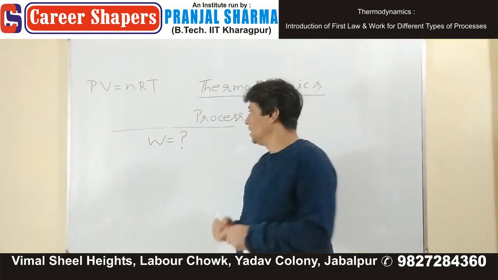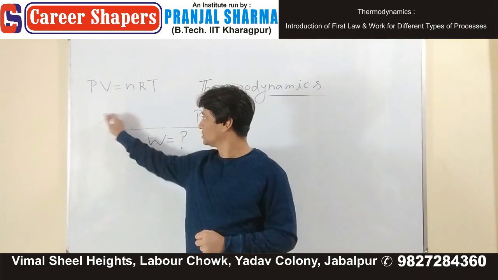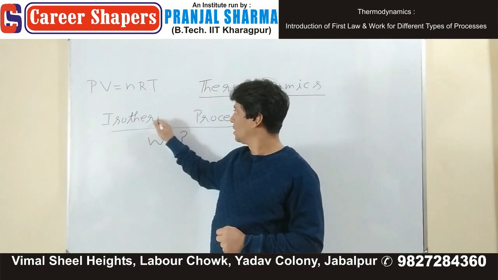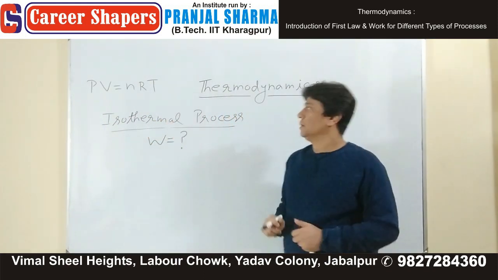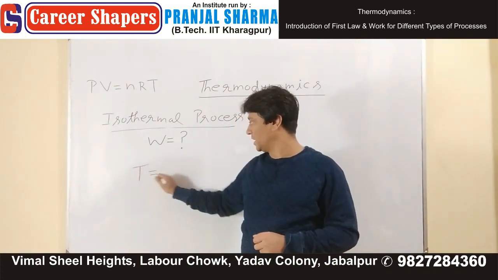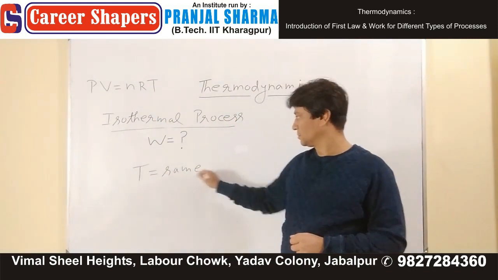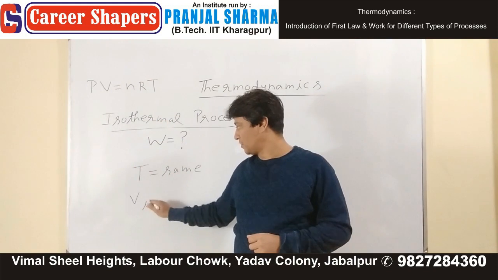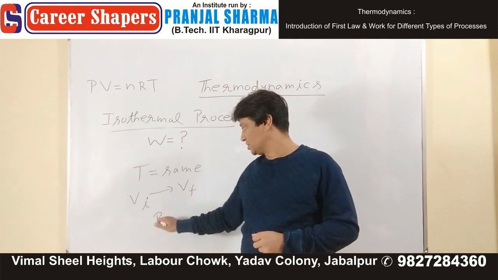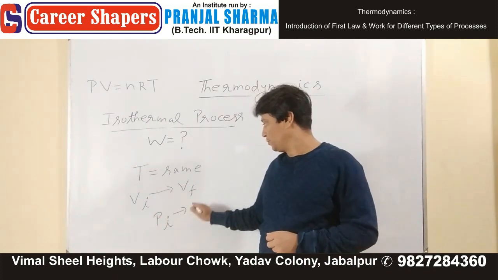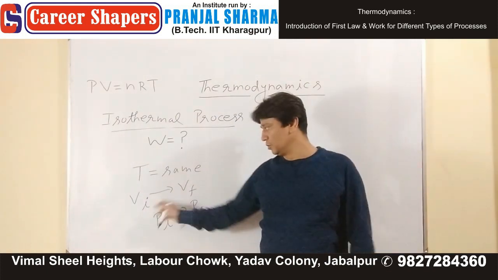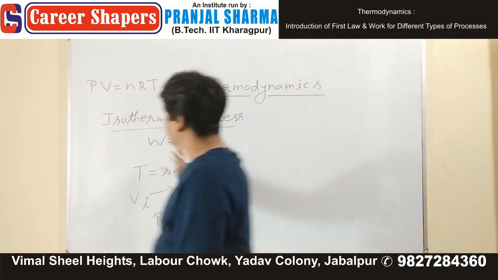Now, write down isothermal process. What is isothermal? Everybody knows. We need to find work. Your T remains same. Volume changes from V initial to V final, and pressure changes from P initial to P final. What is not changing? T. Volume is changing, pressure is changing. And you need to find work.